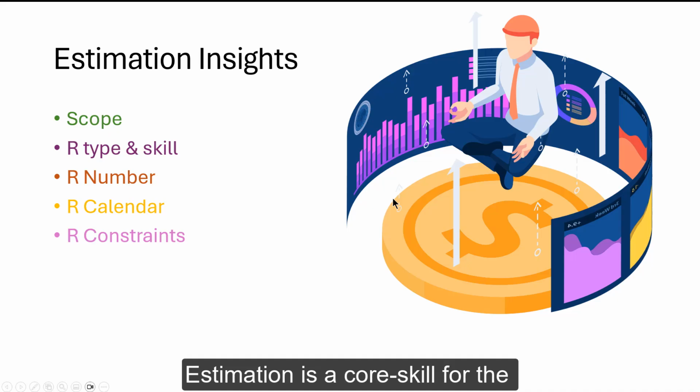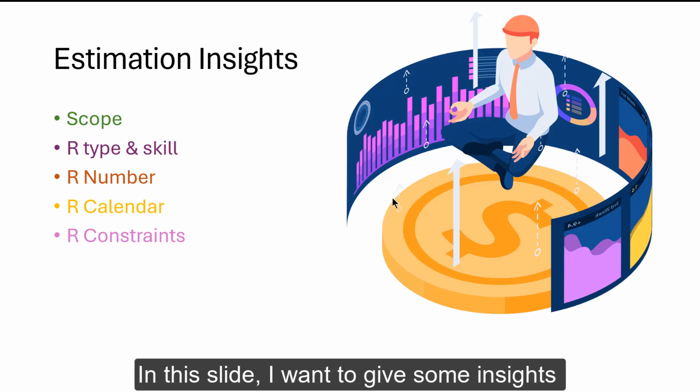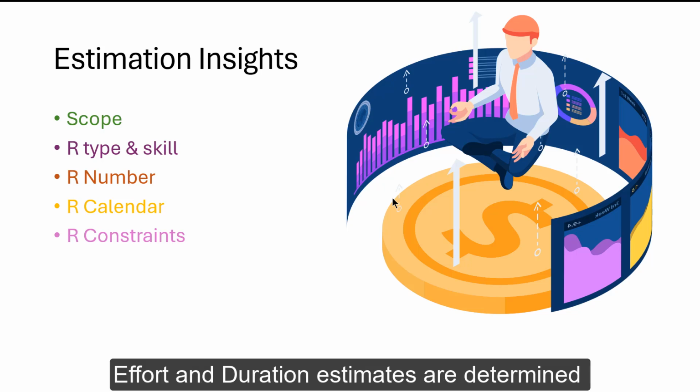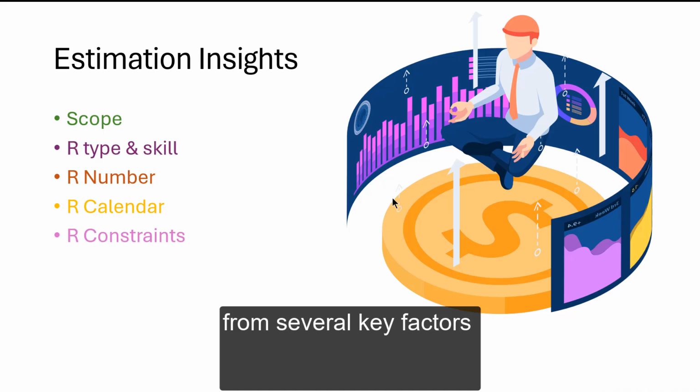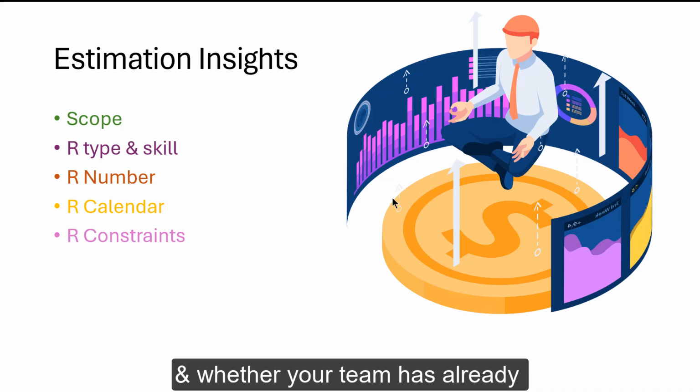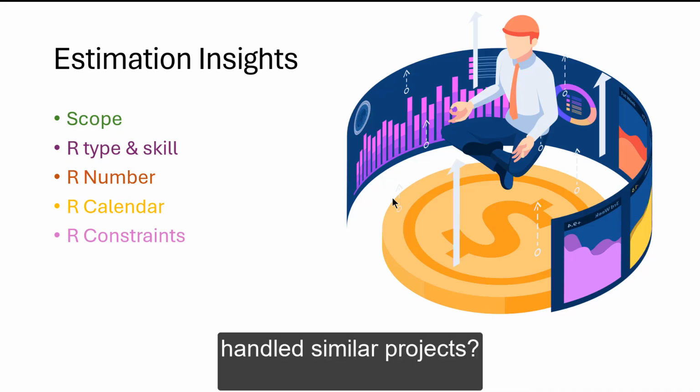Estimation is a core skill for the project manager. It is a mixture of about 80% science and 20% art, and both are forms of magic. In this slide, I want to give some insights into the estimation process. Effort and duration estimates are determined from several key factors. The first one will always be the scope. So what is the complexity involved in the activity? Whether your team has already handled similar projects.